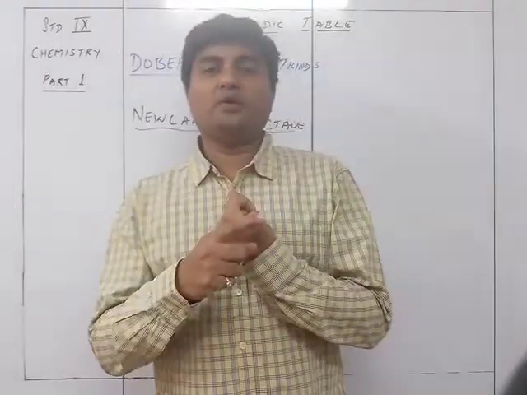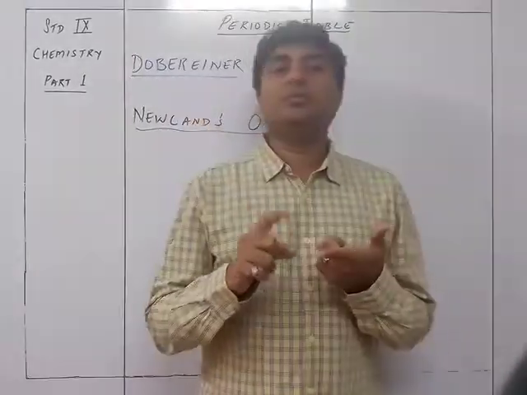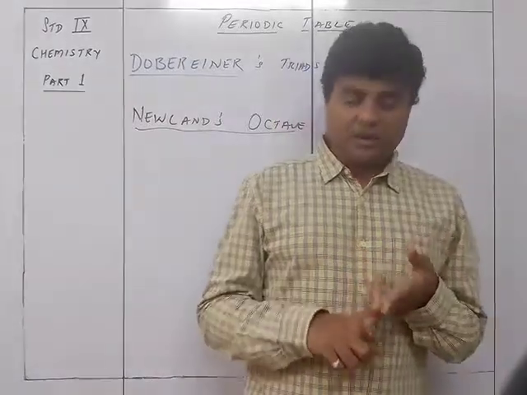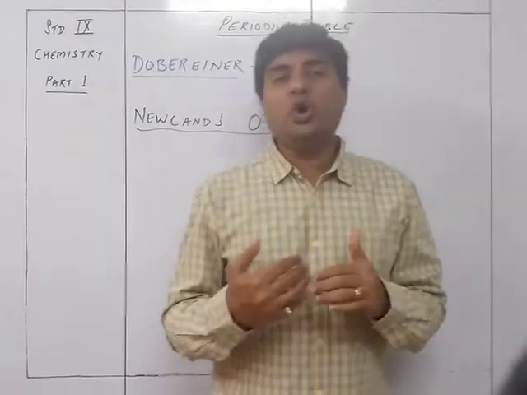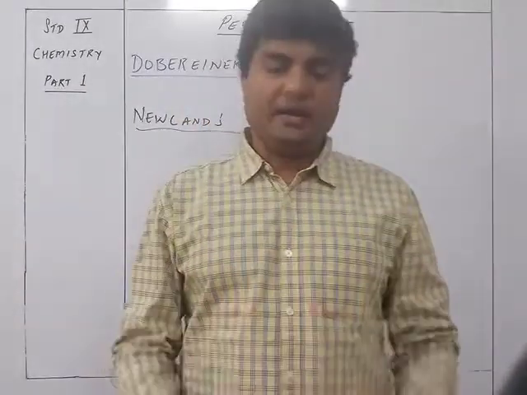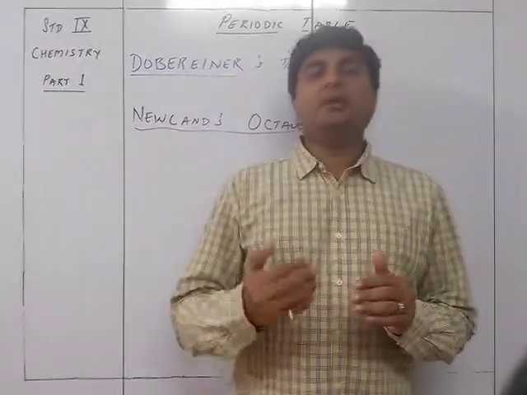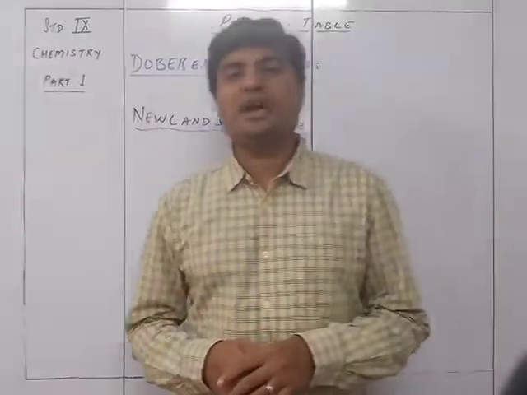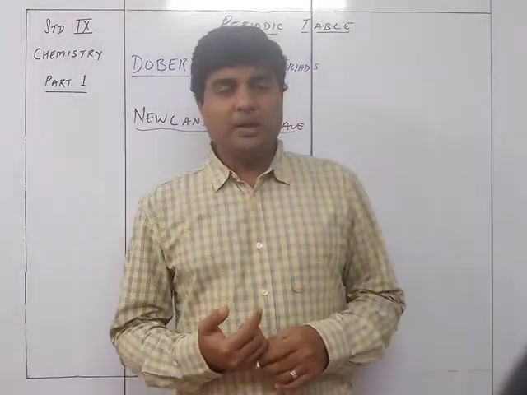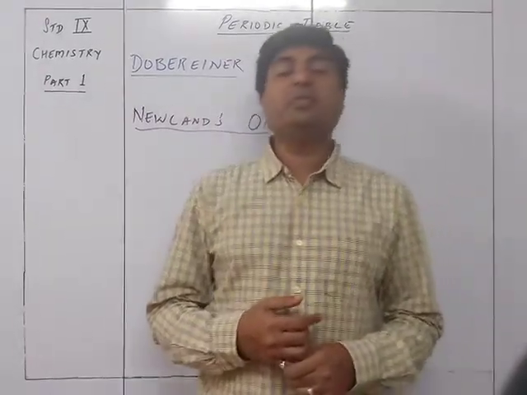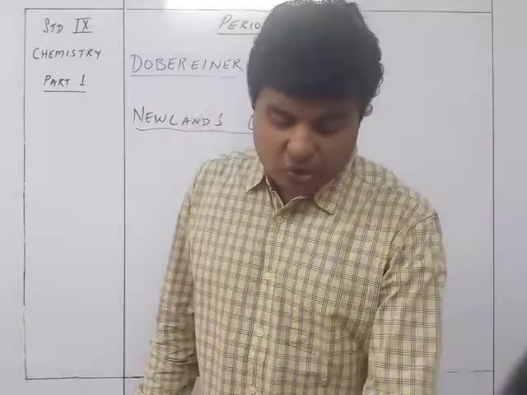First, it was grouping odd items together. Secondly, there was no place for the undiscovered elements. And thirdly, it showed good similarity for the lesser atomic weights, and there it performed well. But the moment we talk about any element with higher atomic mass, that is beyond potassium, beyond 39 AMU, it failed to give proper results. So that was about Newland's octave.